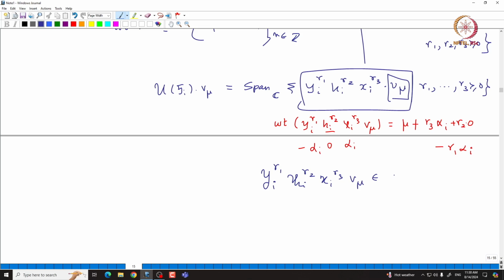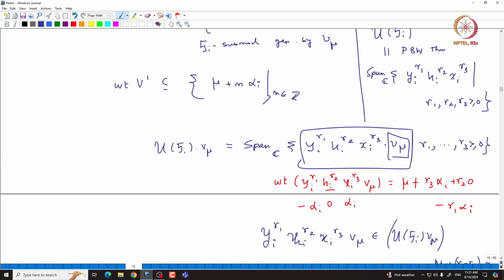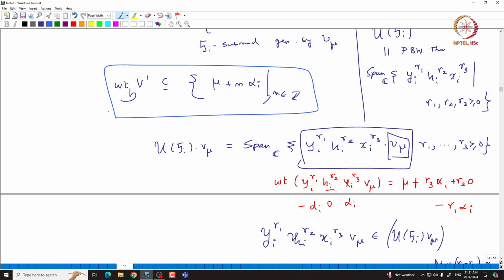So, you look at this weight space of this V dash, of V mu. Then this is going to be exactly mu plus R3 minus R1 alpha I. Okay. So, this will be the h weight. We are computing the h weight, and we are saying that the h weight of V dash will be contained in this mu plus m alpha I, where m is running over integers.